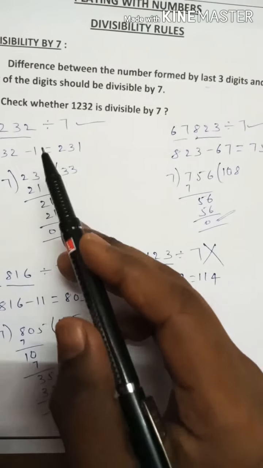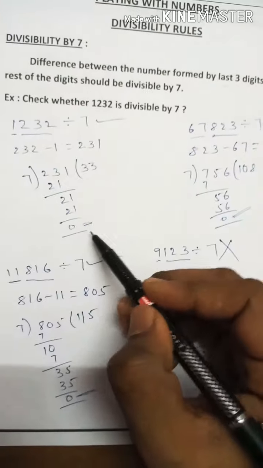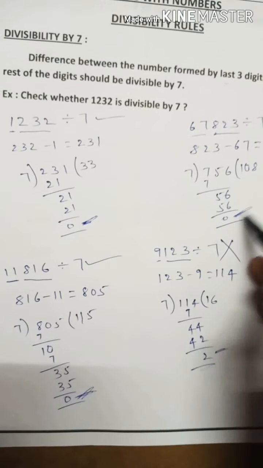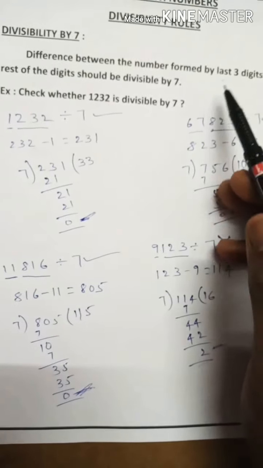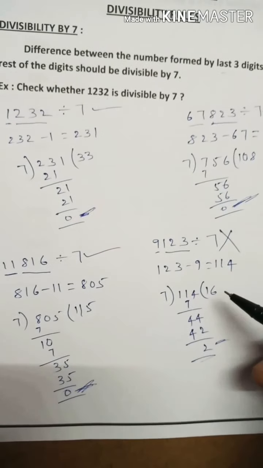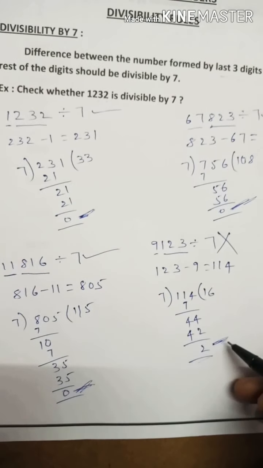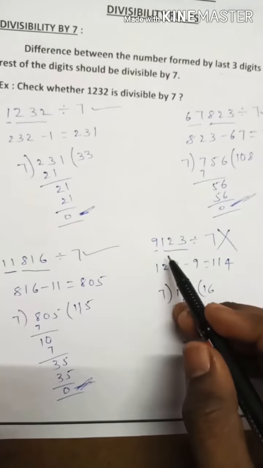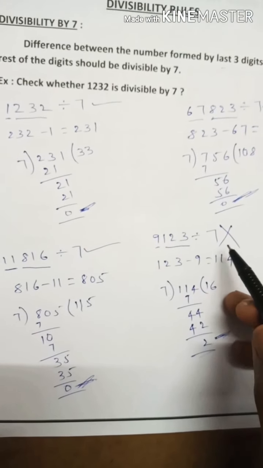If you observe these three numbers, in these three numbers we got remainder 0. That is why we said that these three numbers are divisible by 7. Whereas in this example we got remainder 2. That is why we are saying this number is not divisible by 7.